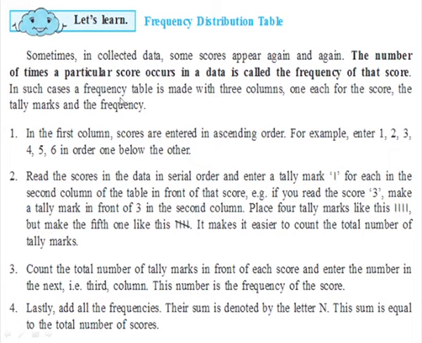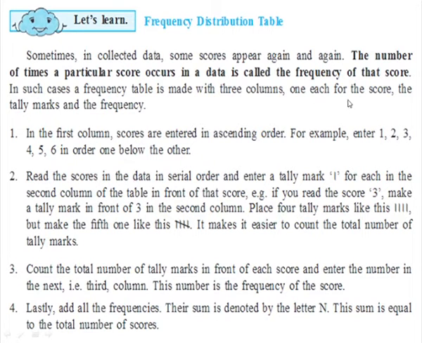In such cases, a frequency table is made with three columns, one each for the score, the tally marks, and the frequency. So, children, here we are going to prepare a frequency table in which we will make three columns. From that, the first one will be of the score, the second will be of tally marks, and the third will be of frequency. Now, in the first column, scores are entered in ascending order. For example, enter 1, 2, 3, 4, 5, 6 in order one below the other.